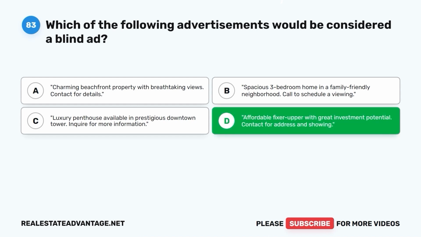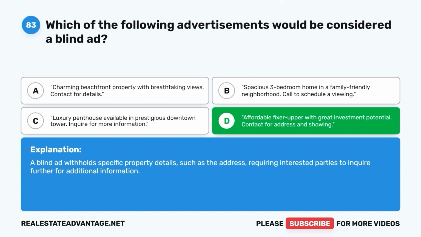The correct answer is D. Affordable fixer-upper with great investment potential. Contact for address and showing. A blind ad withholds specific property details such as the address, requiring interested parties to inquire further for additional information.